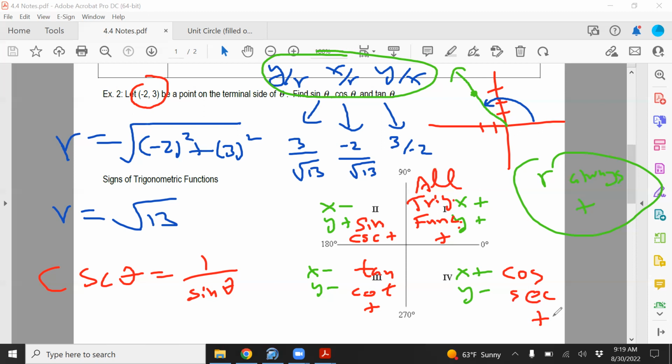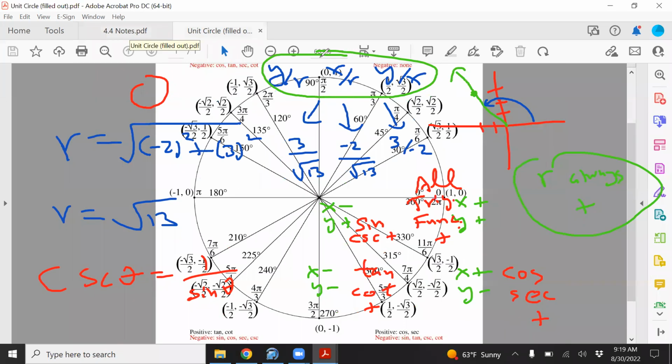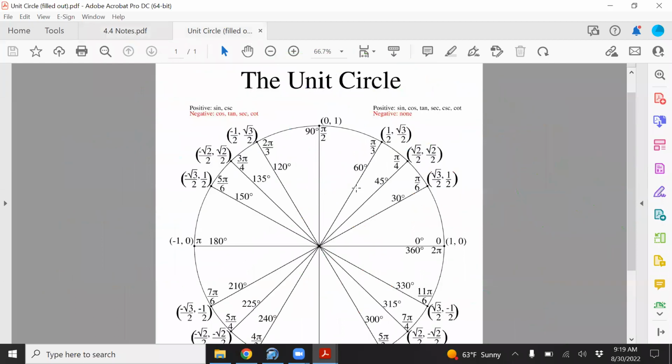So all trig functions are positive in the first quadrant, only sine and cosecant are positive in the second, tangent and cotangent positive in the third, cosine and secant positive in the fourth. It's a lot of information, but here's just to quell any of your worries or concerns. This unit circle that I'll provide for you gives you that information. So I will give you this unit circle. You don't have to make your own.